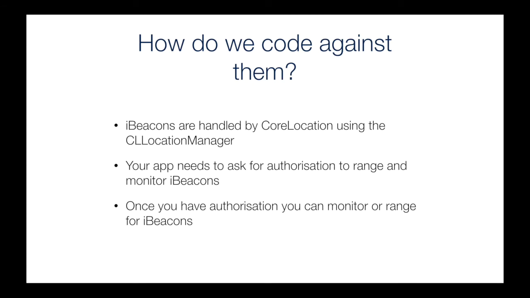And like any location-based authorization, you can either have it when the app is in the foreground or at all times, so when the app is in the background as well. And obviously once you have that authorization, then you can monitor or range for iBeacons. So monitoring only makes sense when your app is in the background. Your monitoring doesn't work when your app is in the foreground. So if you're going to use monitoring, you need to get the always authorization. If you're doing ranging, you just need the when in use authorization.